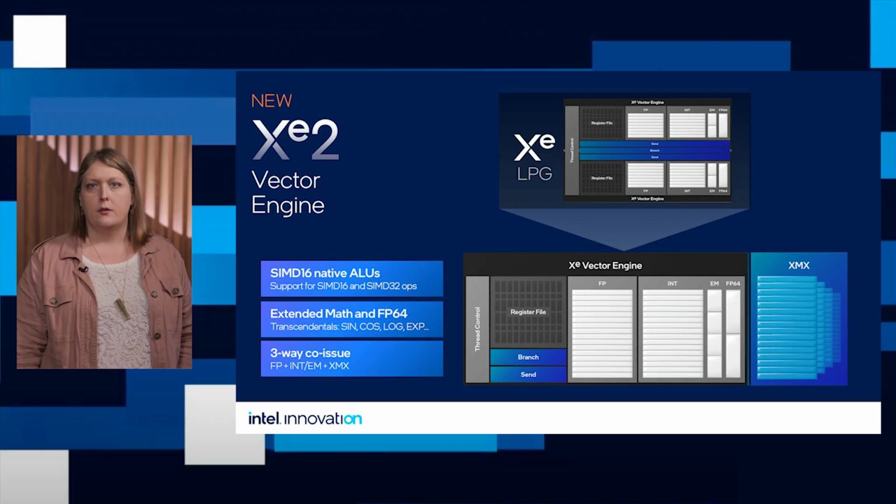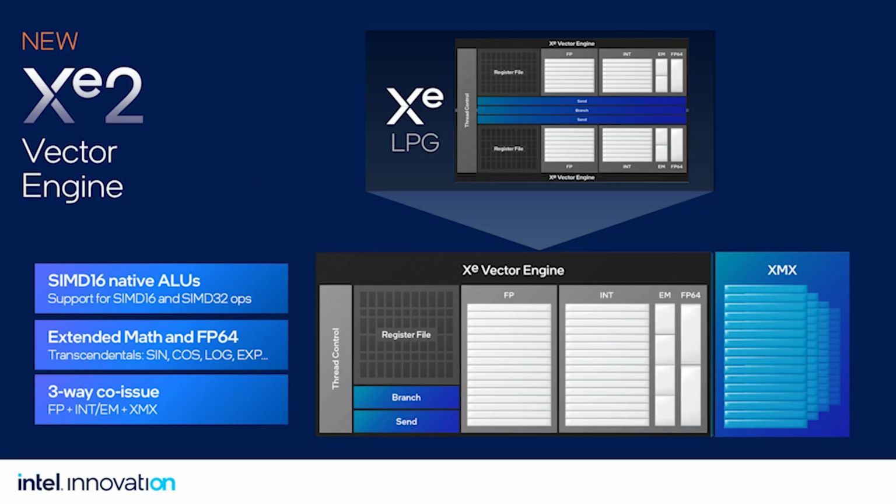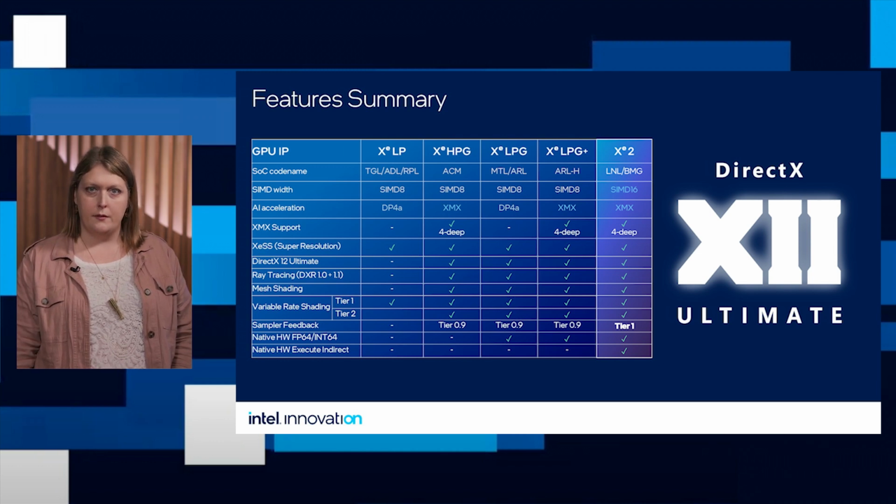Our XVE also continues with support of 64-bit floating point operations and a majority of extended math operations such as trigonometric functions and other important transcendentals for graphics and AI tasks. It's important to note that while there are many flavors of Xe1, not all included the XMX engine, but all Xe2 GPUs will feature the same XVE with a XMX engine. All Intel Arc GPUs fully support DirectX 12 Ultimate. We made the decision a few years ago to go all in on DirectX 12 Ultimate to offer developers a consistent feature set across our product portfolio.